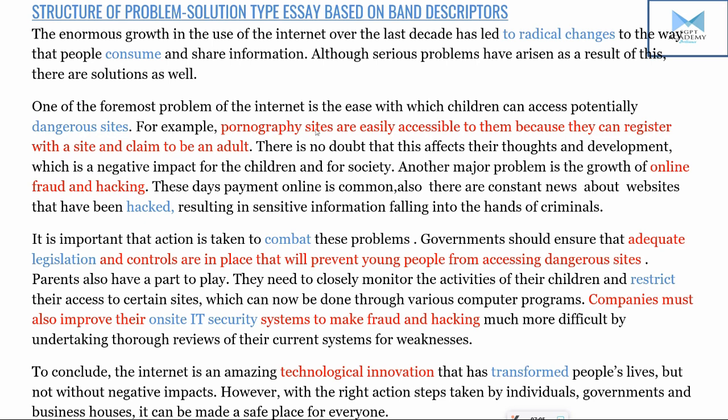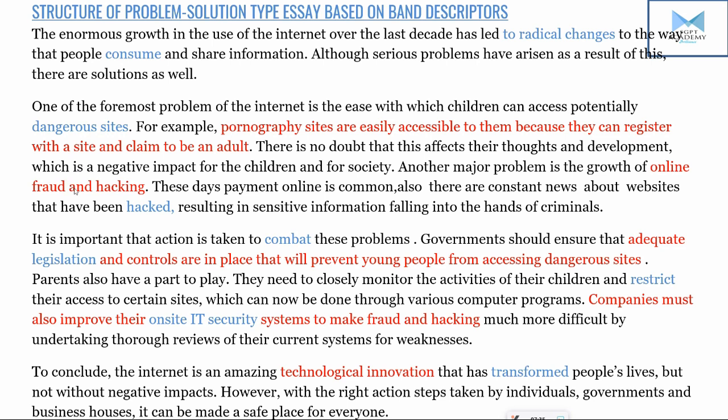For example, pornography sites are easily accessible to them because they can register with a site and claim to be adult. So this is one example which is given of why it is dangerous, particularly with children. There is no doubt that this affects thoughts and development, which is a negative impact for the children and society. Another major problem is the growth of online fraud and hacking.